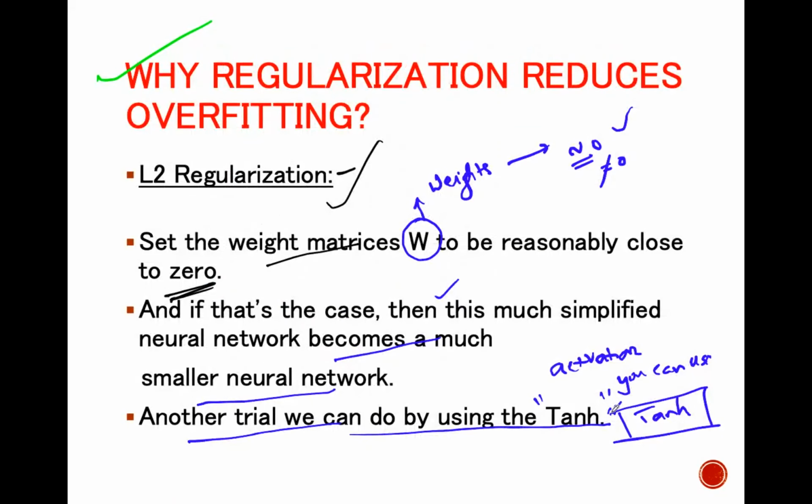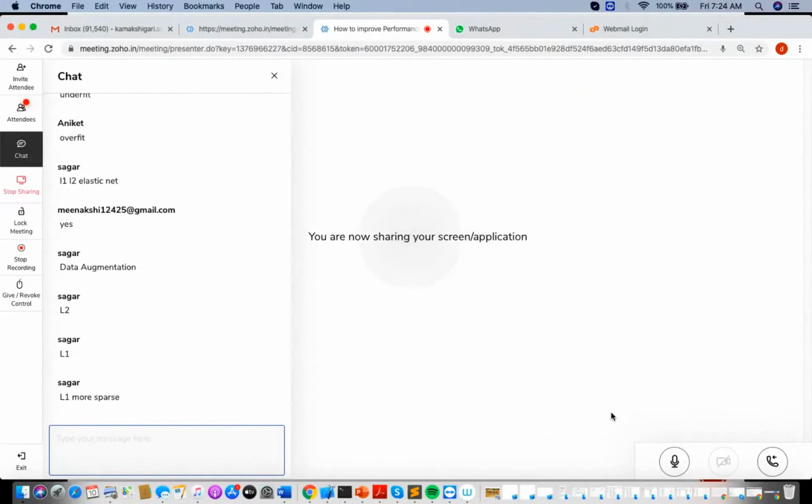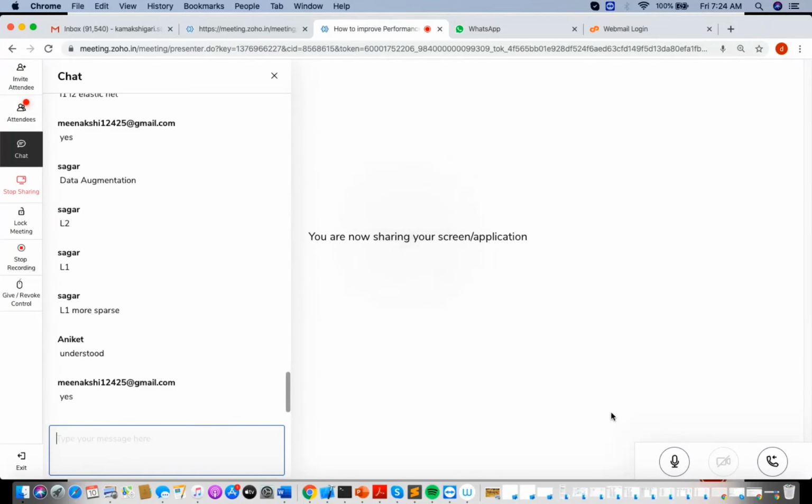Now, guys, understood till this point? L2 regularization. Sagar, we are coming to that point. Data augmentation, we are coming to that point. Everybody understood L1 and L2 regularizations? Yes, sir. Understood. Everyone.